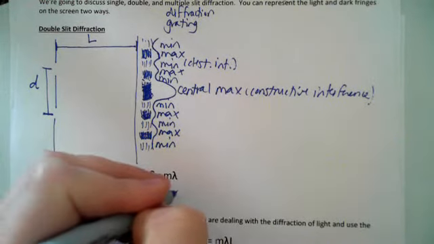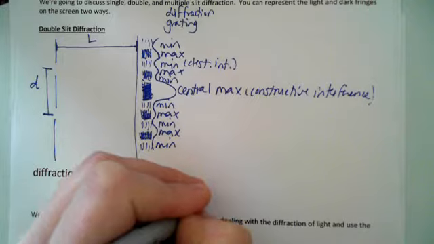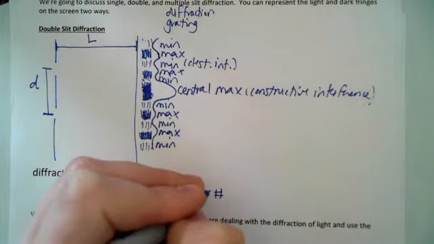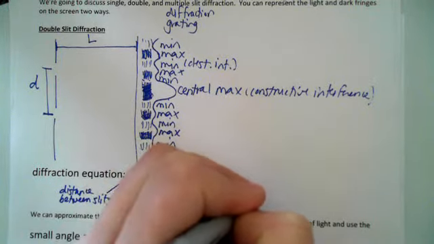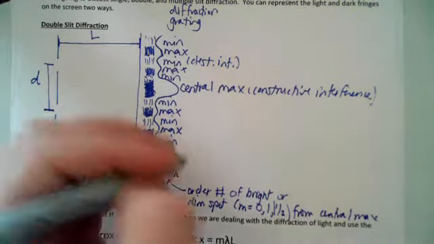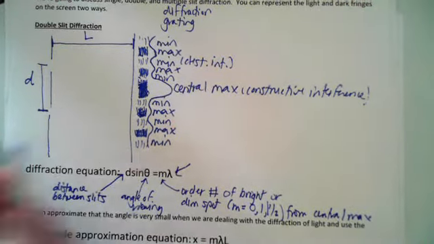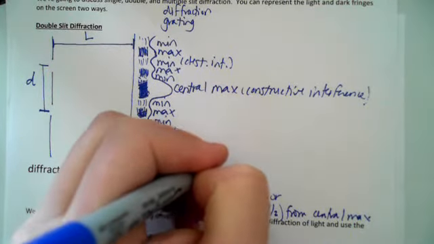m is our order number of the bright or dim fringe or spot. We'll talk more about that in just a second. m equals 0, or 1, or 1/2, 1 and 1/2, and so on and so forth, and that's counted from the central max. And then lambda is the wavelength of light that's going through your slits.